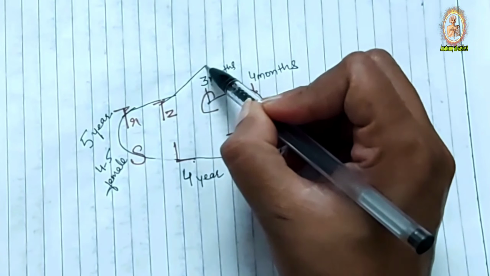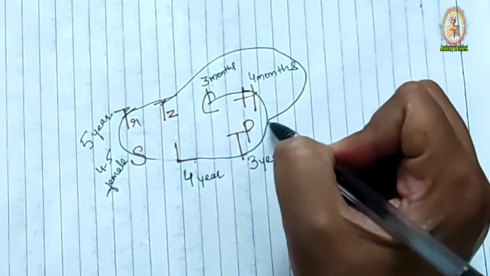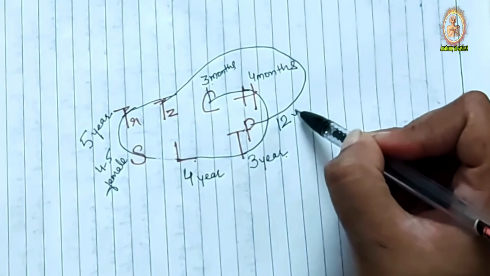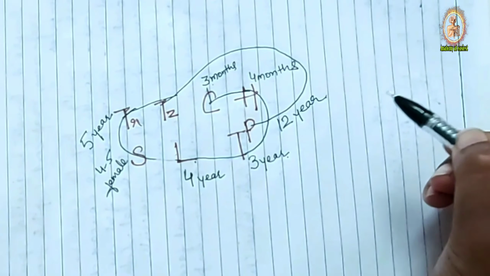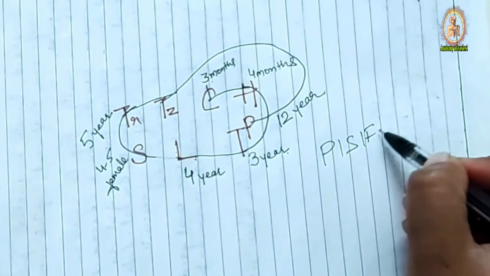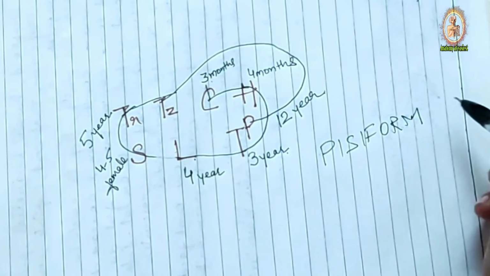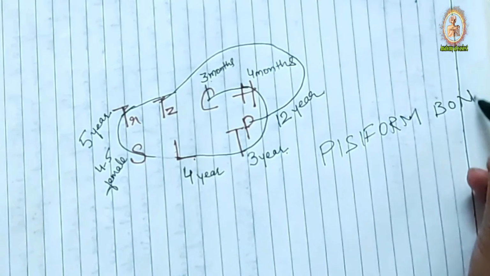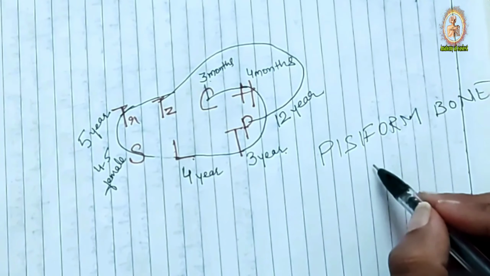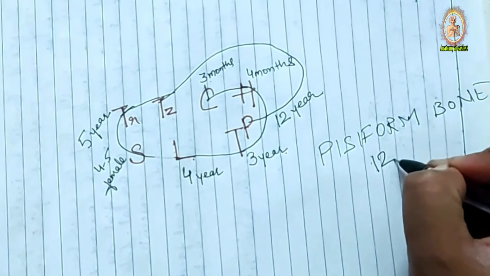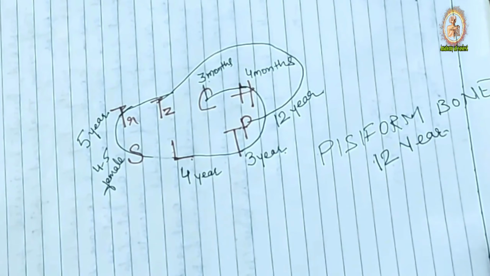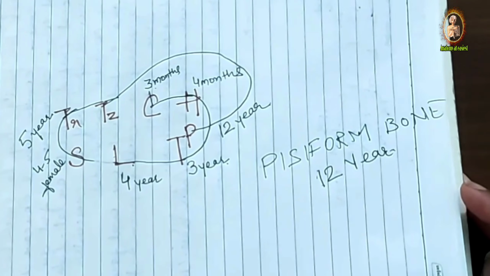After that, the spiral completes and we come to pisiform. Pisiform is the last bone to develop and it develops in 12th year. Also you can learn as pisiform bone, alphabets are 1, 2, 3, 4, 5, 6, 7, 8, 9, 10, 11, 12. So it develops in the 12th year of life. This is the ossification of the carpal bones.